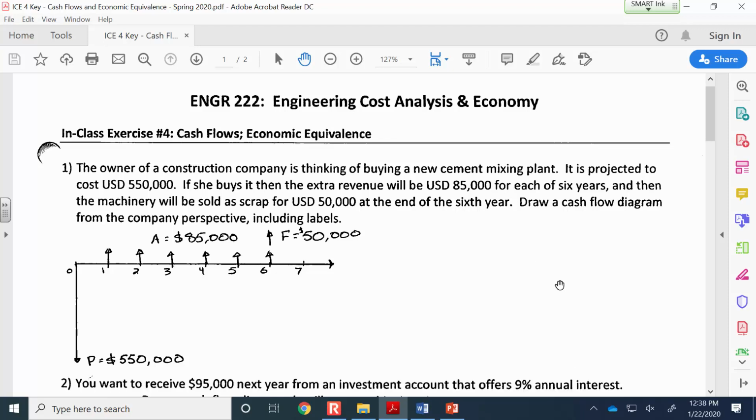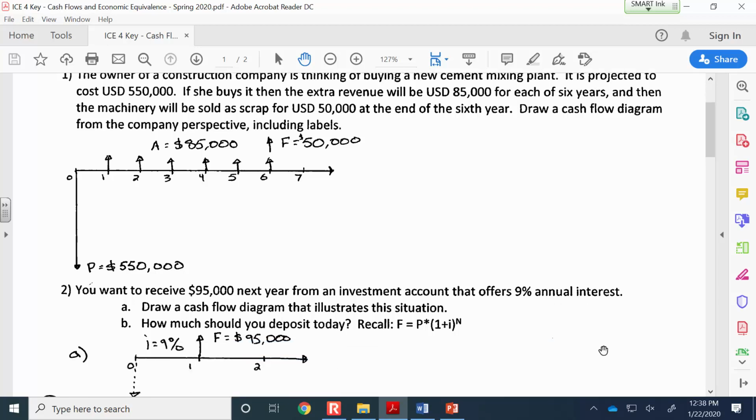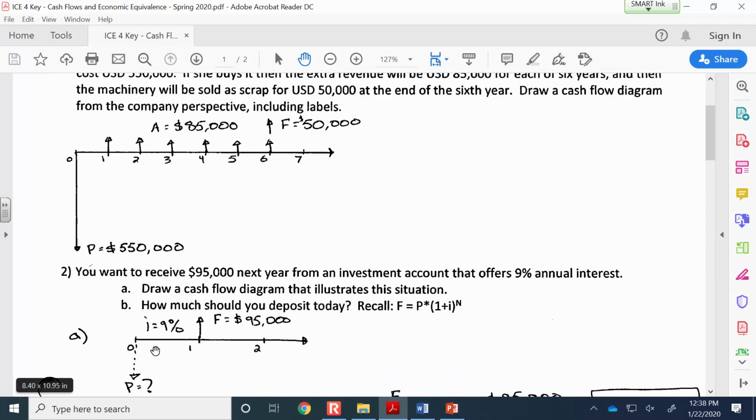Okay, the second problem was saying if you want to receive $95,000 next year on an account that pays 9% interest, draw a cash flow diagram, and how much should you deposit today? So here's the cash flow diagram. We don't know how much to put in now, so the down arrow means we're going to deposit. After 1 year, we want to withdraw a known amount of $95,000. So the unknown here is P. So find P given F is this kind of a problem.